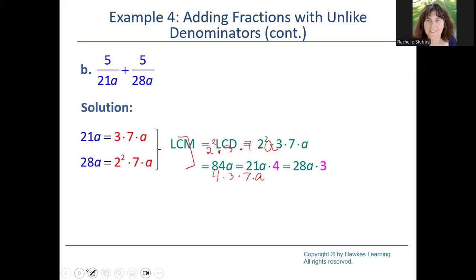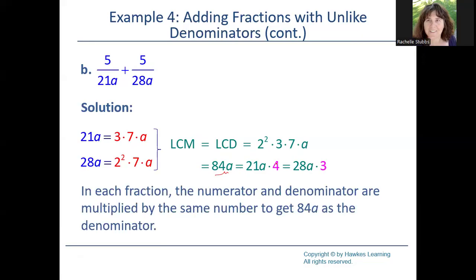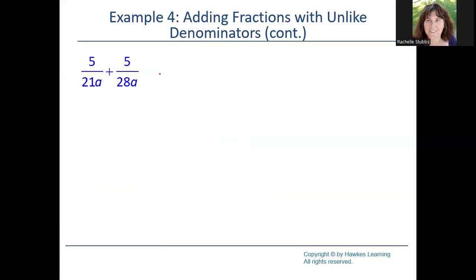So erase my scribbly there. That's what they find out. And they happen to find out that it's 84a. Okay? So in each fraction, we've got 84a as our common denominator. So how do I make 21 become an 84a? Well, I'm going to have to multiply it by 4 times a. And if I do the bottom by that, I have to do the top by that, don't I? And so that would give me 20a on the top.